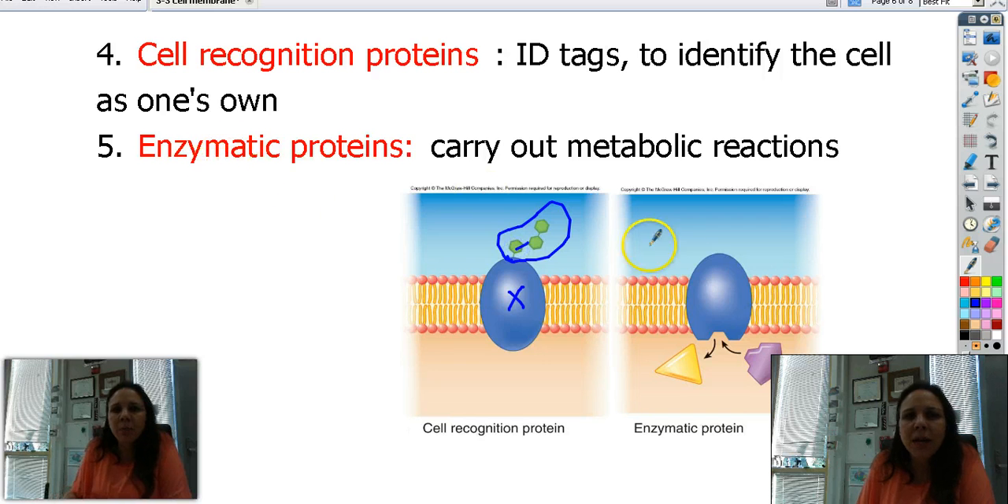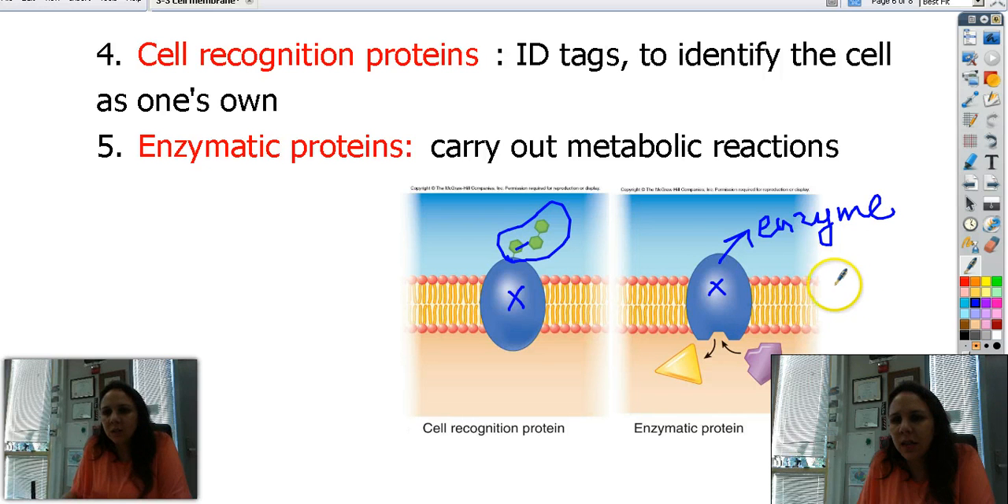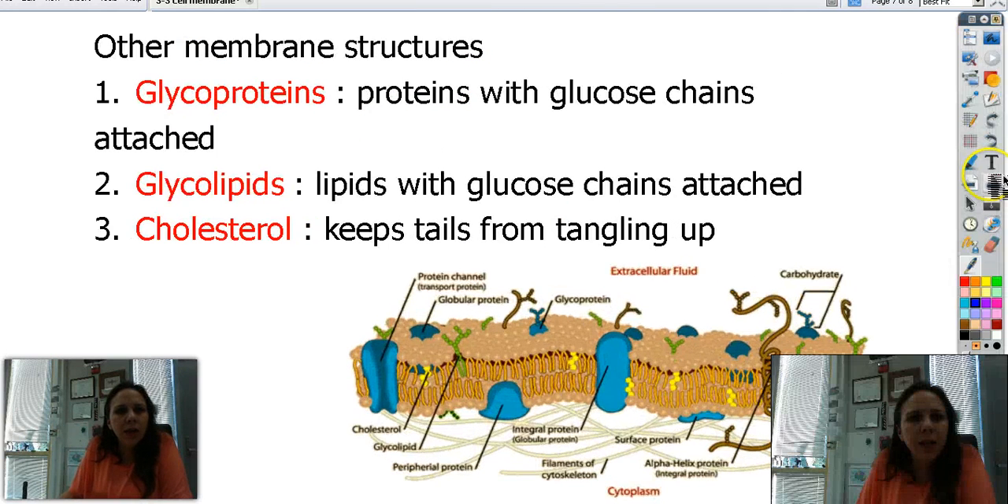And then we have enzymatic proteins like this guy right here, and what he does is carry out metabolic reactions. He is basically an enzyme, just an enzyme that's stuck in the phospholipid bilayer. He's just like all the other enzymes that we talked about, but the main difference is that he's embedded in the cell membrane.